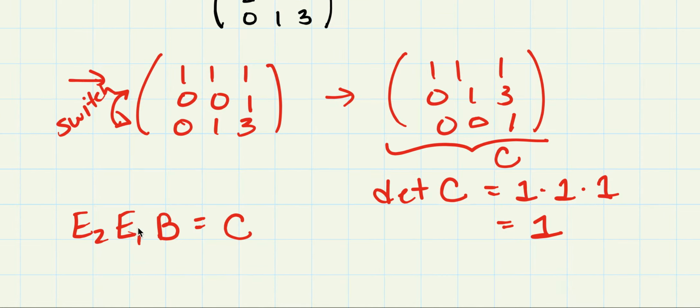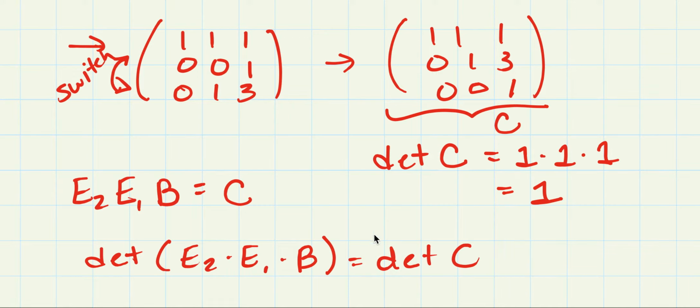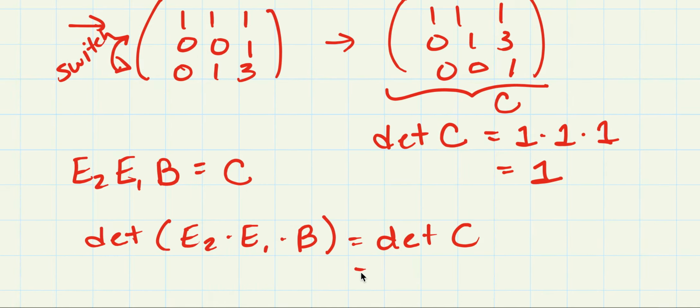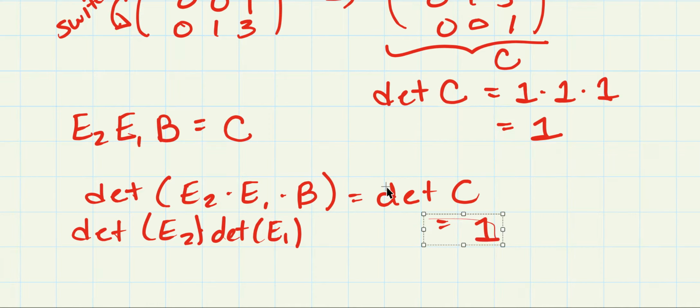What kind of elementary matrices are these? So the determinant of E2 times E1 times B is equal to the determinant of C, because they're equal. So then I get that this is equal to 1, and this is the determinant of E2, the determinant of E1, and then the determinant of B. Now I just need to figure out what kind of matrices these are.